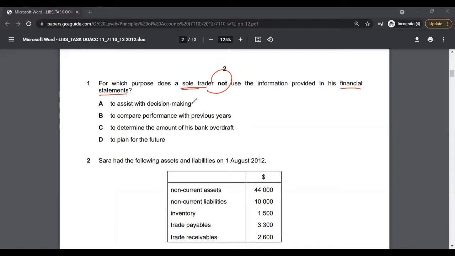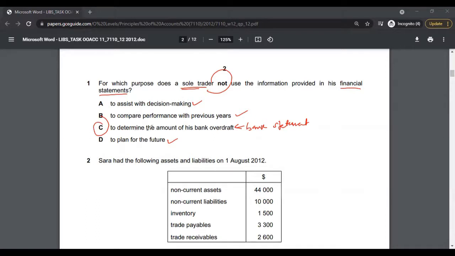To assist with decision making, of course, financial statements help decision making. To compare performance with previous years, financial analysis is a part of financial statements. To determine the amount of his bank overdraft, for this one, you can actually look at the bank statement. The sole trader can look at the bank statement, not necessarily financial statements. To plan for the future, yes. So therefore, the answer to multiple choice 1 would be option C.